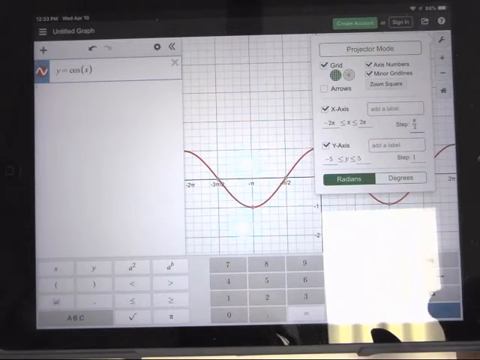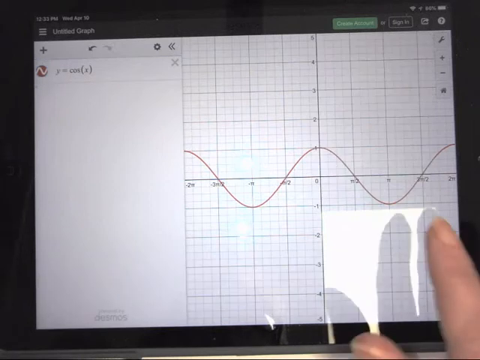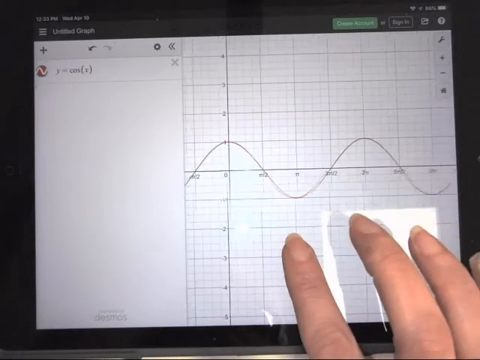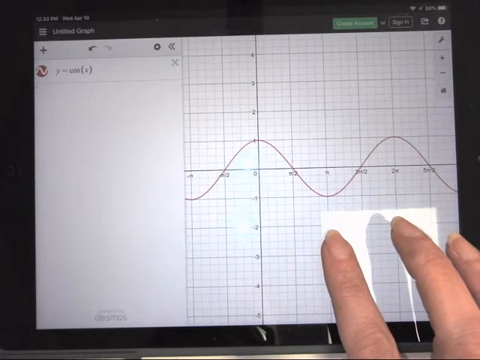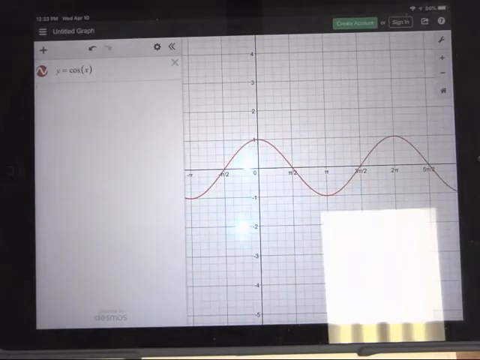Wait, what does that mean again? That means at what increments do you want a line to occur? Oh, okay. So now when you look at my graph, here's my graph, right? And it shows increments of pi, which is very, very nice.